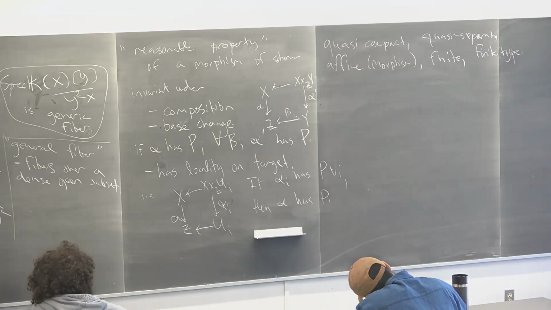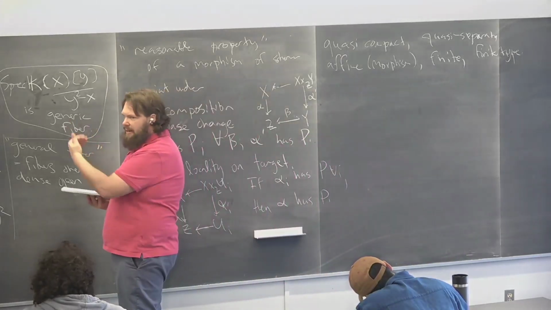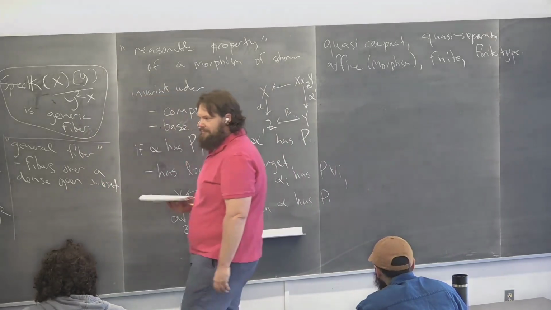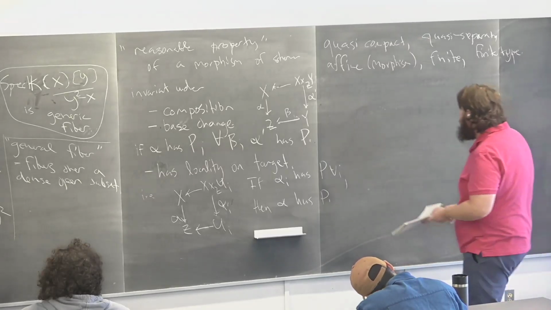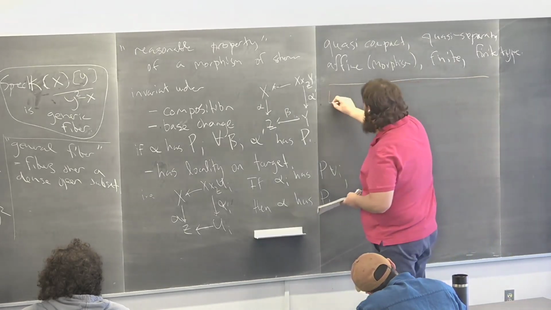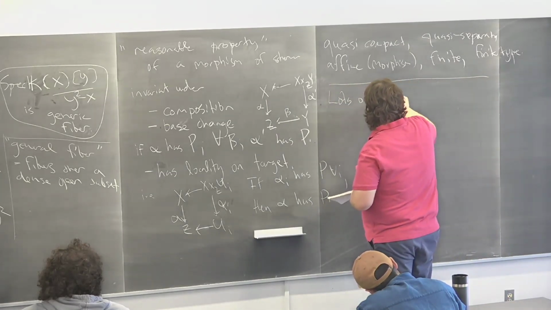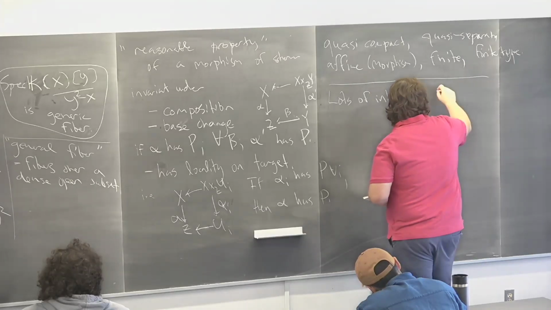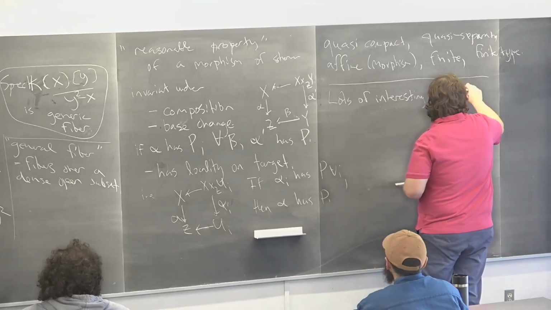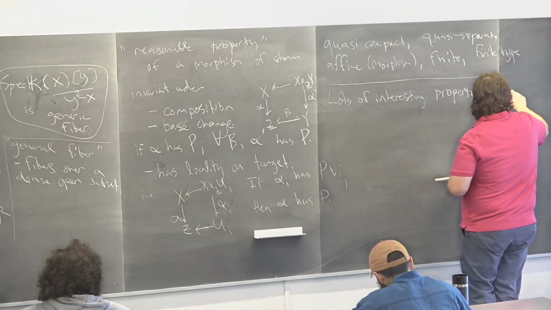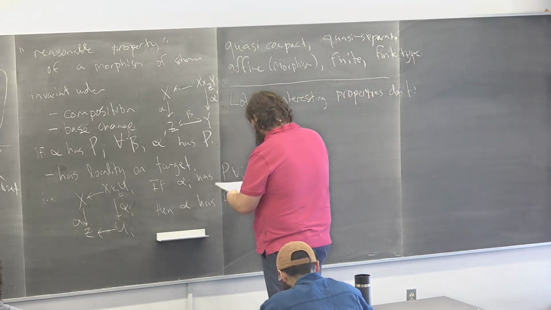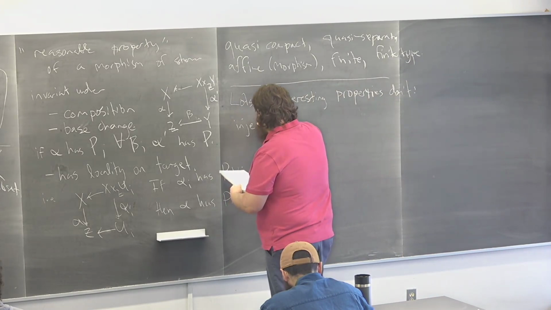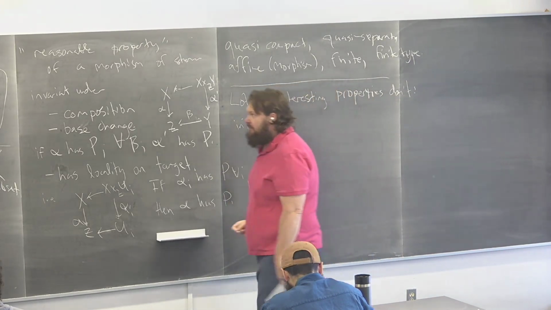I should mention there are some other properties that don't behave this way. So we sort of saw some problems here. For example, being connected as a subscheme is not invariant under base change. Right? Or sorry, having connected fibers. Lots of interesting properties don't, though. So examples of interesting properties that don't have this are being injective, right, as a map on the underlying sets.